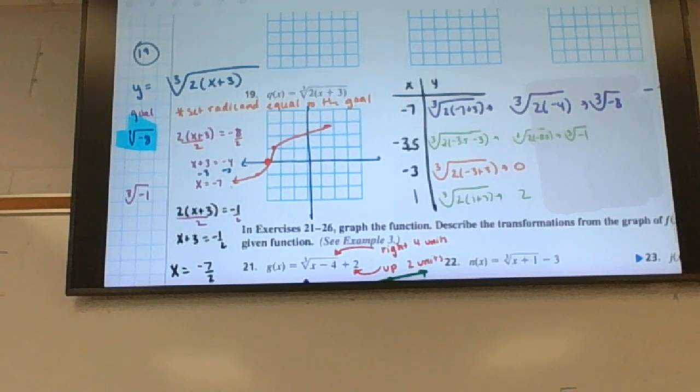Now we're going to do the cube root. -3.5. I'm saying I distributed it too. Yeah, you're fine, it doesn't matter. 2x plus 6. The cube root of 2x plus this. So that would be 2 times negative 3.5 plus 6. That's negative 7 plus 6. That's negative 1.